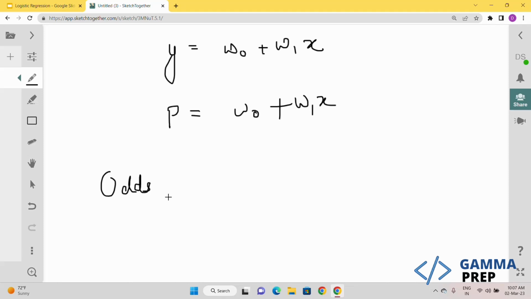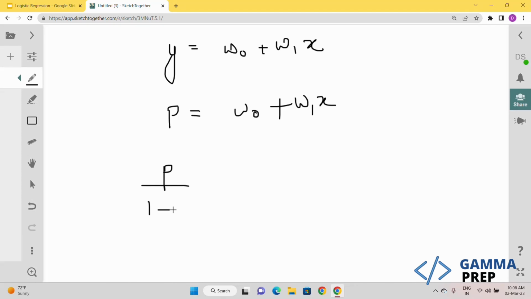So what does odds of probability mean? It's the ratio of the probability of an event occurring to the probability of the event not occurring. So odds basically means P by 1 minus P: probability of the event occurring divided by probability of the event not occurring. So if the probability of the event is P, the probability of the event not occurring would be 1 minus P. So that's what is called odds. And I am saying that instead of writing P in the LHS, write P by 1 minus P.